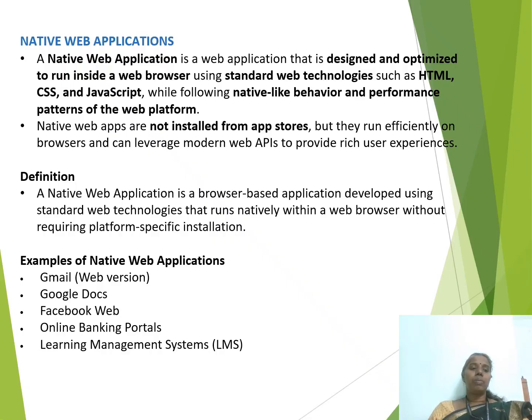Now we are going to see about the characteristics of native web applications. First one, browser based. What is browser based? The application runs completely inside a browser. For example, when you open Gmail in Chrome, it runs without installing anything. The next one, cross-platform. The native web application works on Windows, macOS, Linux, Android, and iOS. There is no need to develop a separate version for each OS.